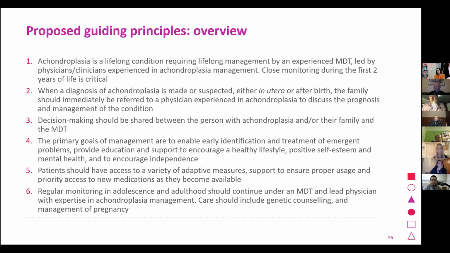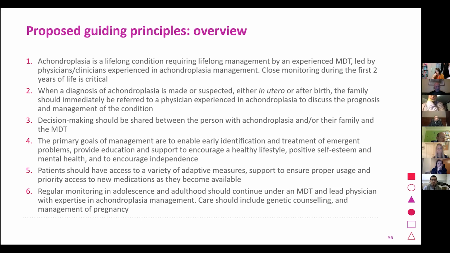The second principle would be, when a diagnosis of achondroplasia is made or suspected in utero or after birth, the family should immediately be referred to a physician experienced in achondroplasia to discuss the prognosis and management of the condition. The third one is, decision-making should be shared between the person with achondroplasia and/or the family and the multidisciplinary team.